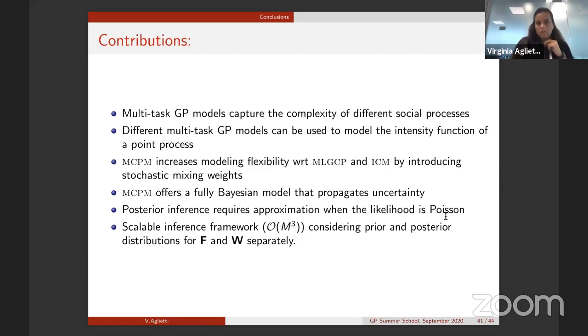Multitask GP models capture the correlation of different processes, and different multitask GP models can be used to model the intensity function of point processes. The model that we propose, the multitask Cox process model, allows us to increase the flexibility with respect to a standard multitask GP or an ICM type of model by introducing these stochastic weights, and therefore also offers a fully Bayesian model that propagates uncertainty. Posterior inference in this type of model requires approximation because the likelihood is Poisson, and scalable inference can be developed by taking this separate view on the function and the mixing weights.